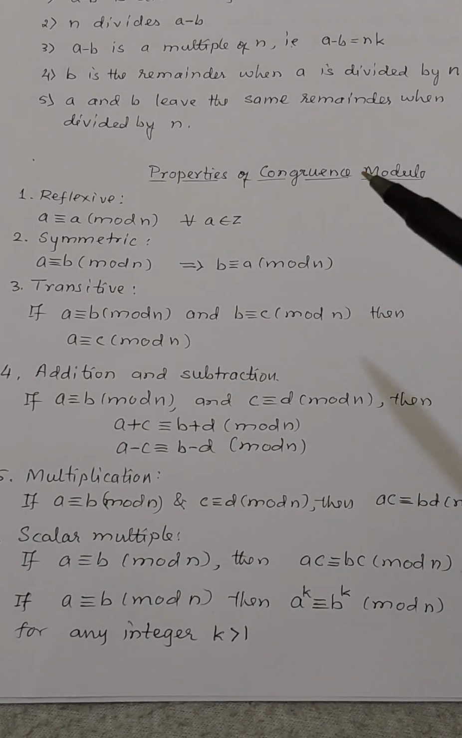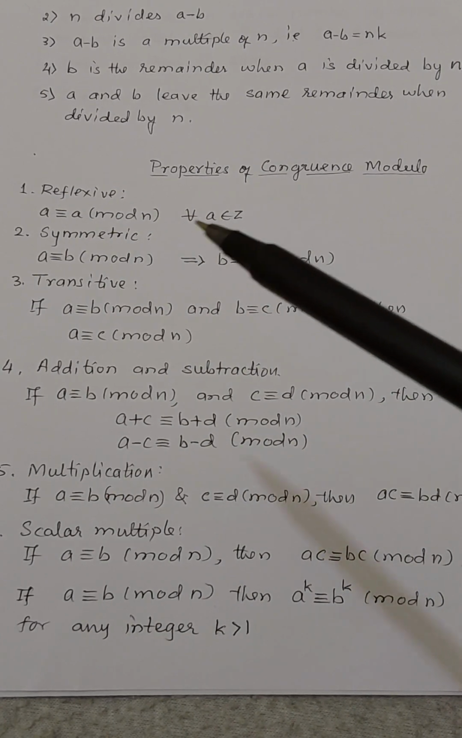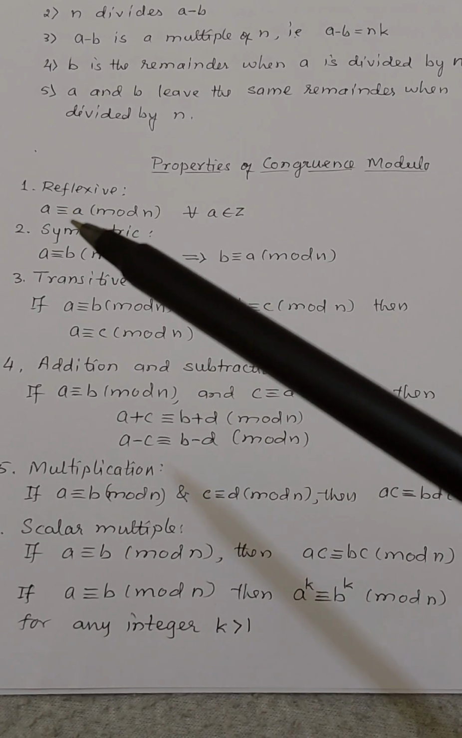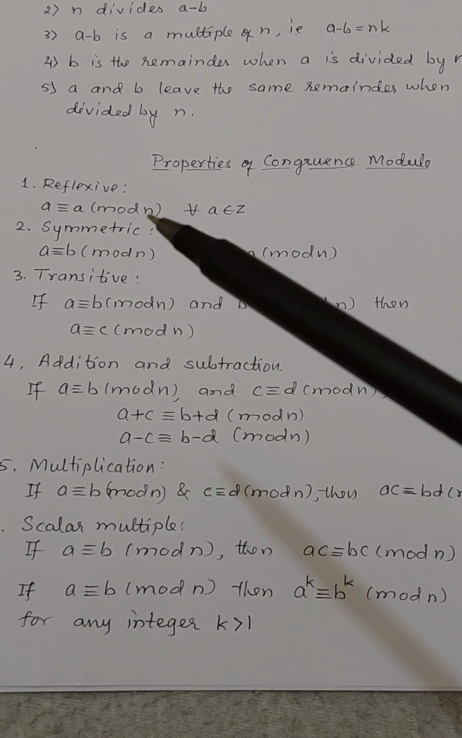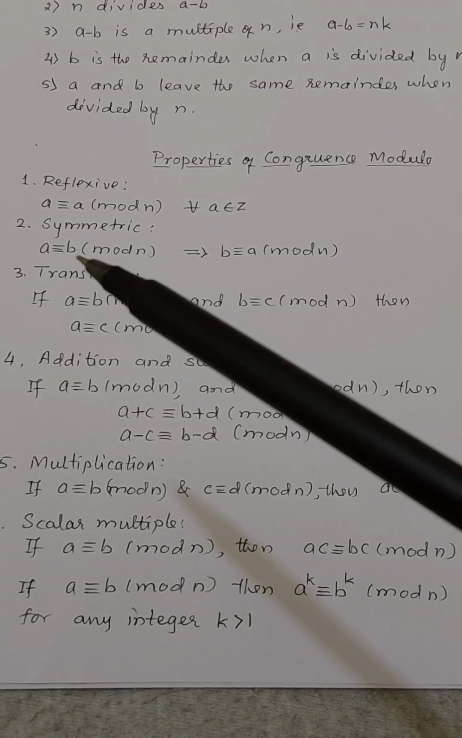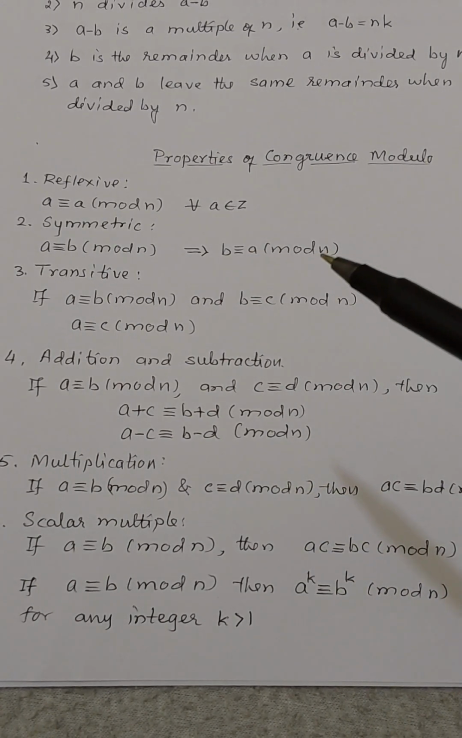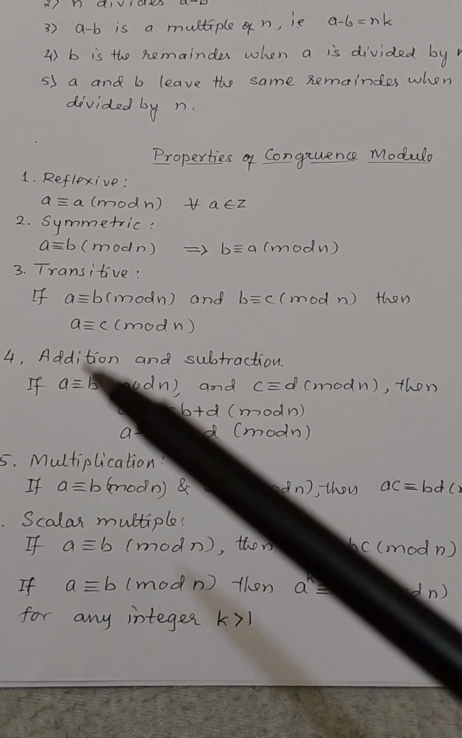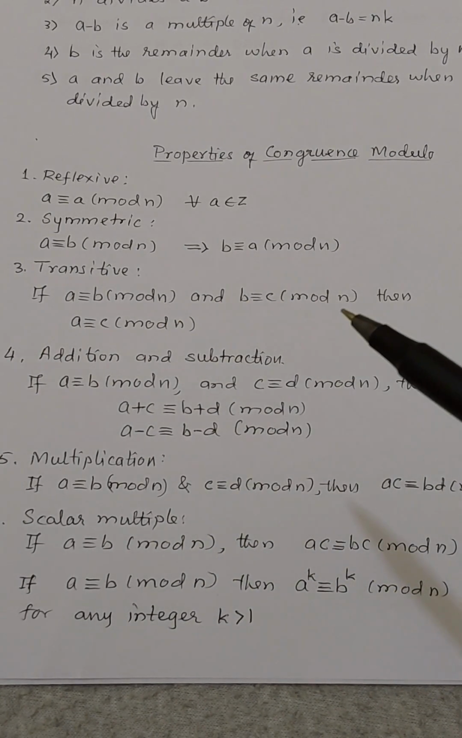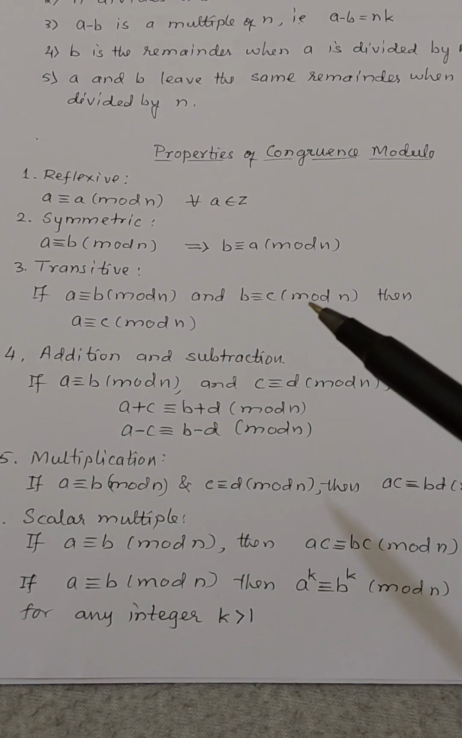Properties of congruence modulo. Reflexive property: every integer A is congruent to itself, because A minus A is 0 and 0 is divisible by any integer n. Symmetric property: whenever A is congruent to B mod n, then B will be congruent to A mod n. Transitive property: if A is congruent to B mod n and B is congruent to C mod n, then A will be congruent to C mod n.